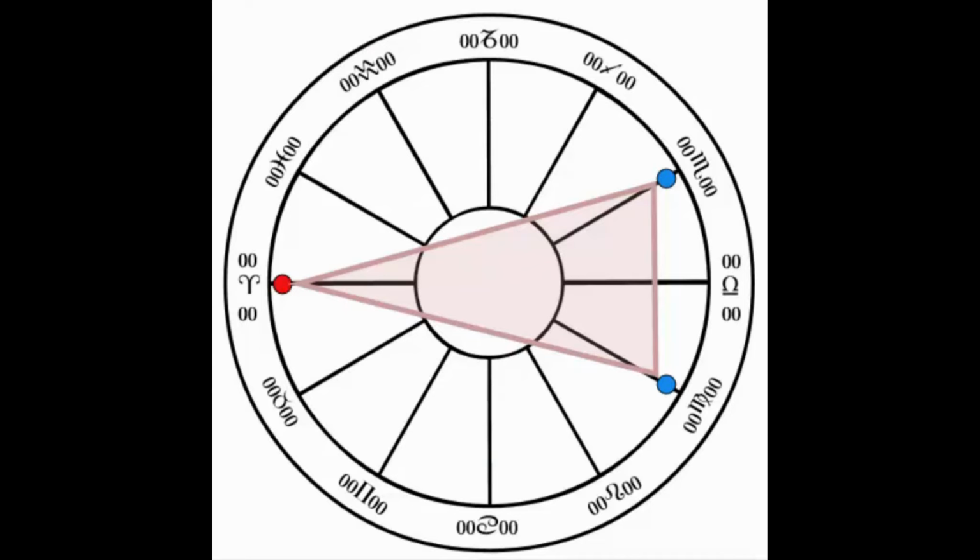All these aspects deal with zodiacal longitude. There's one other aspect called the parallel, which deals with the planet's declination. But I'll let you read up on those, because this is not what this video is about.